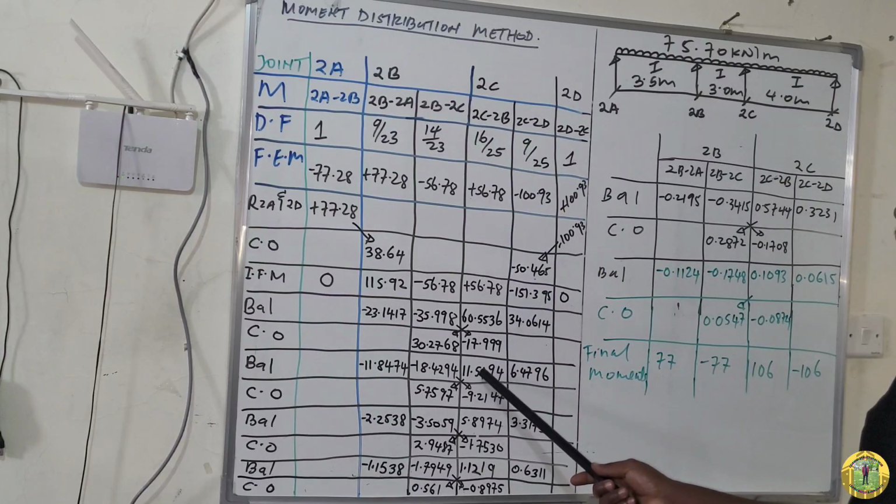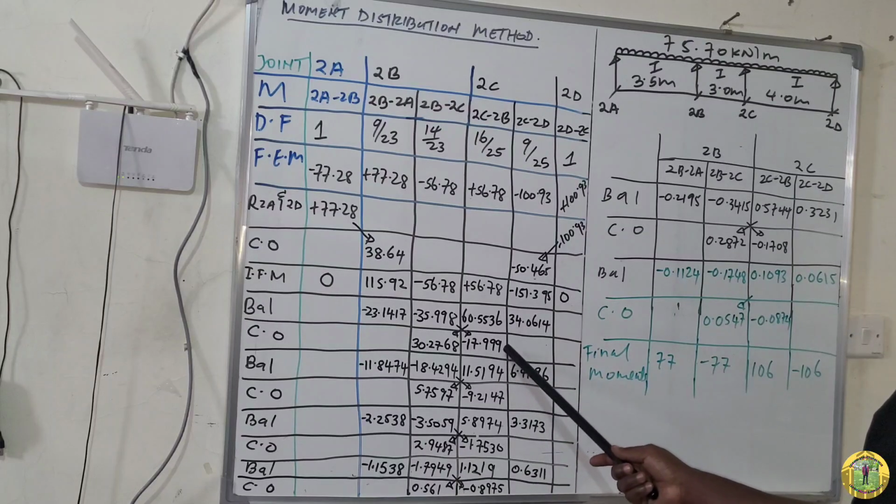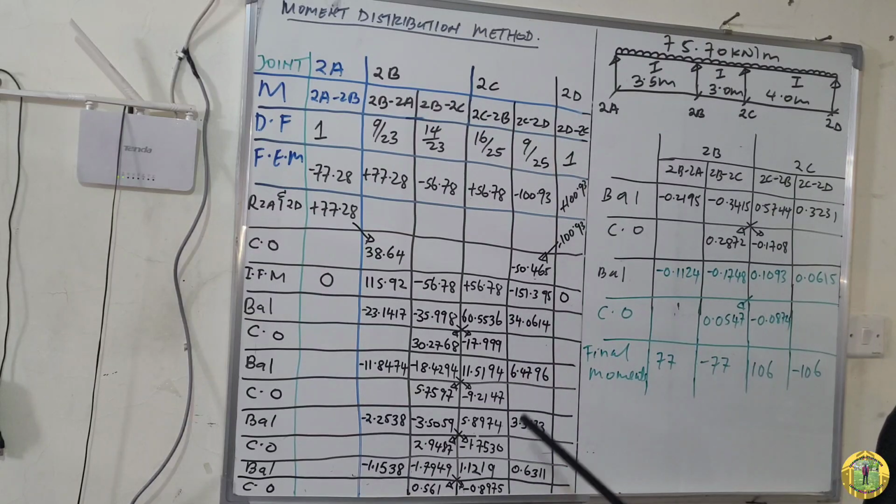You will get 11.5194. Again, take positive 17.999, multiply by 9 over 25. You will get 6.4796. After that, you carry over half of this to the opposite member, half of this to the opposite member.